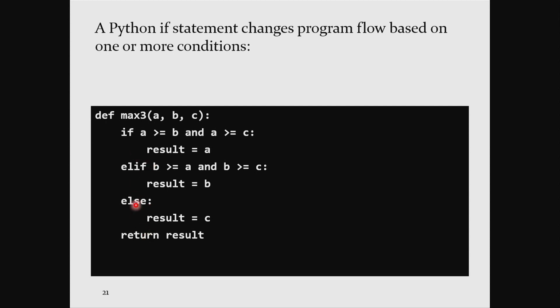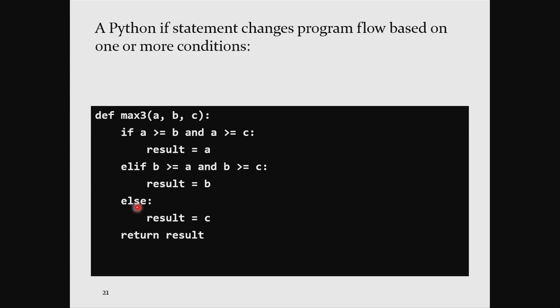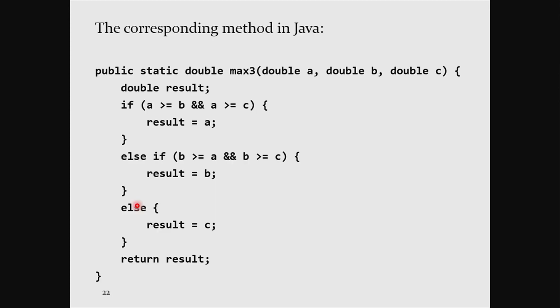You know that else and else if are optional, right? You don't have to have these in an if statement. Java if statements are exactly the same, but the syntax is different. So that's what the corresponding method looks like in Java. Notice it's a lot longer. Python's quite short, Java's quite long. The reason that it's long is because I need the braces everywhere.